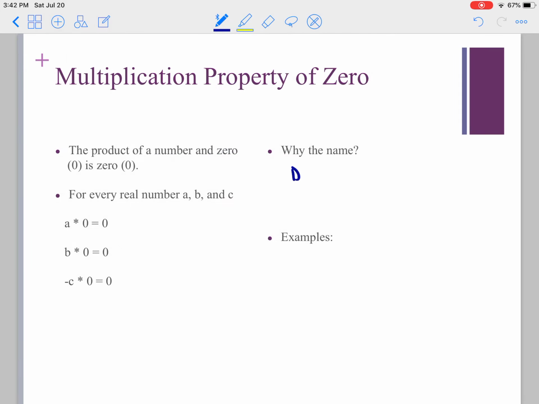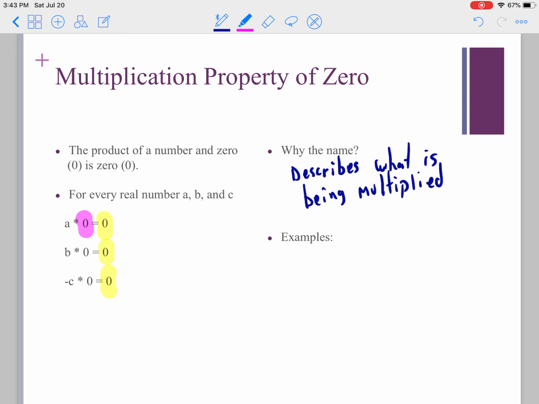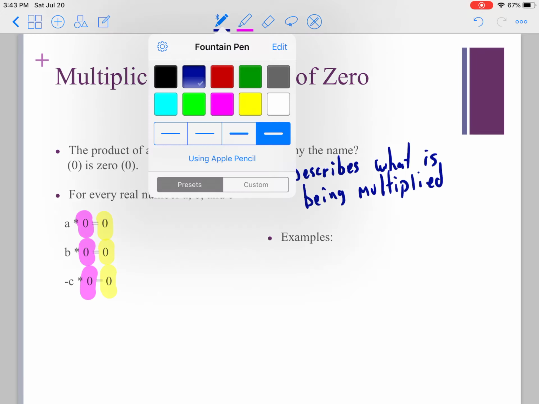So let's go ahead. The name describes what is being multiplied. It's just we're multiplying by 0. And so very straightforward. The multiplication property of 0 states that a number multiplied by 0, its product will be 0. This is the multiplication of any number. It doesn't matter if it's a positive number or a negative number. When multiplied by 0 will equal 0.